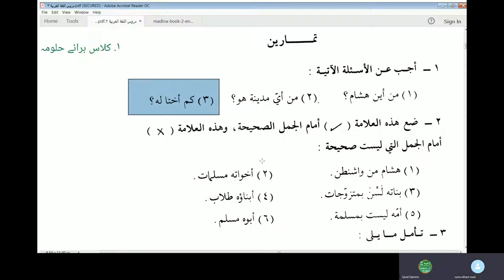Kam ukhtan lahu? How many brothers does he have? Ukht sister ko kehte hain, is single daughter. How many sisters does he have? Lahu thalatha akhwatin. He has three sisters.